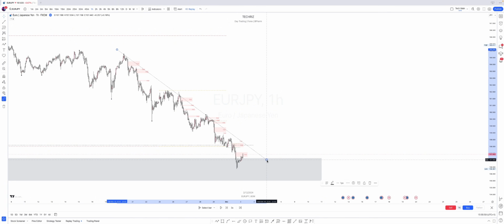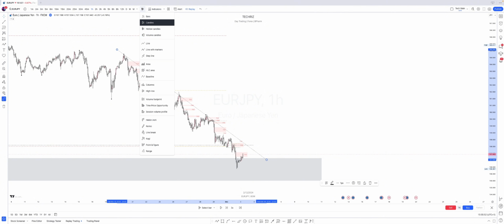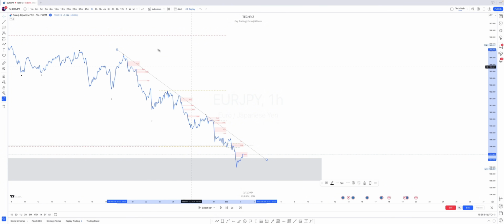If you want to mark out the trend lines very well, you can use a line graph, right? You can use a line graph so it shows you where exactly the touches were. If candles confuse you a lot, you can use the line graph. So we have 1, we have 2, we have 3.